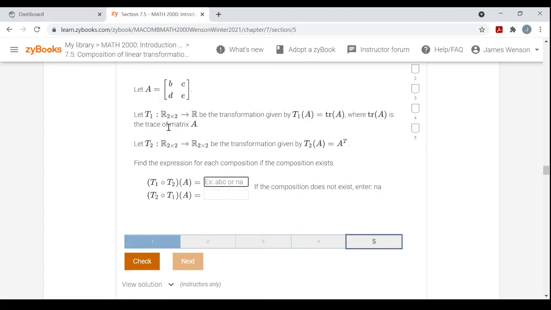right? Because look, I can do T1 composed with T2. You can do that. Because see, the output for T2 is going to be a 2 by 2 matrix, and I can plug that into T1. So you can do T1 composed with T2. But you can't do T2 composed with T1 because look, when I go through T1 first, the output's a real number, which is not a 2 by 2 matrix. So I can't plug this into T2. So for that one, I'd type in just the NA that they want. This one I could actually do, and write an output in terms of B, C, D, or E.